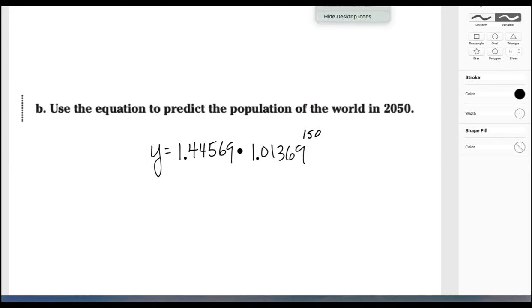Over in Desmos, I'm getting 11.11 billion people on the earth by 2050, according to this calculation.